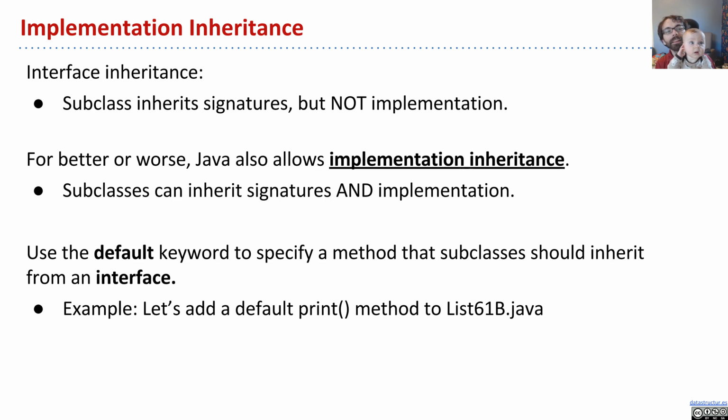The difference between this and what we had before is that with interface inheritance, the subclasses inherit the signatures, but not the actual implementations. In Java, there's a way to also do what's called implementation inheritance, where you get not just the signatures, but also an implementation along with it.